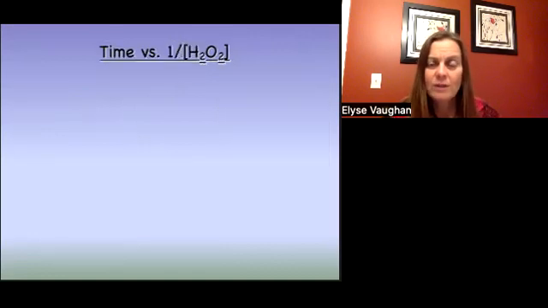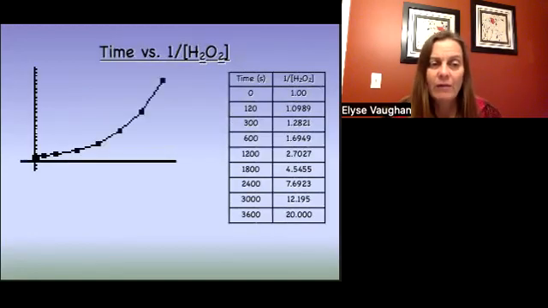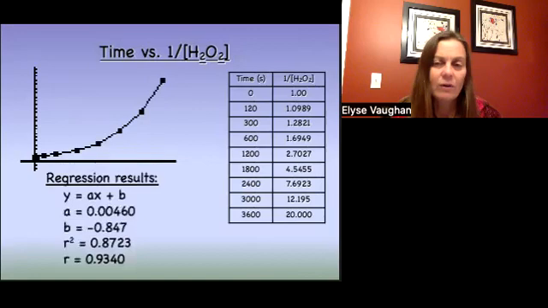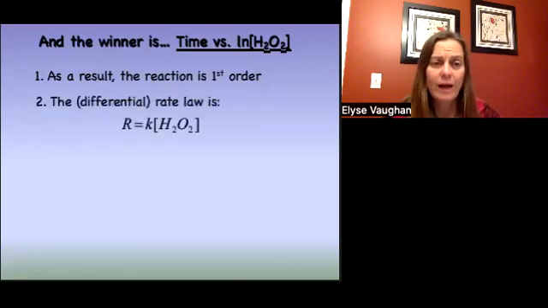The third option is 1 over concentration versus time. When we graph that, you can see clearly that this is not a line. Again, our linear regression agrees, and we have an R-squared value of just 0.8723. So our winner is natural log of concentration versus time, and that tells us that this is a first order reaction.